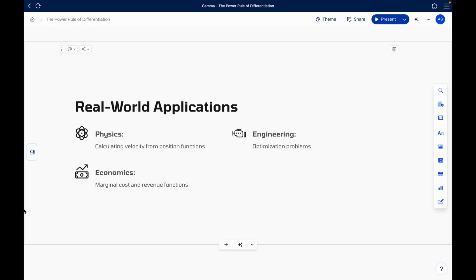Now, there are also a few real-world applications in physics, engineering, and economics. Physics is calculating velocity and acceleration. Engineering, optimization problems. Related rates is also something that could use power rules, but that's more within calculus itself and less of physics and engineering. And in economics, it's marginal costs and revenue functions.